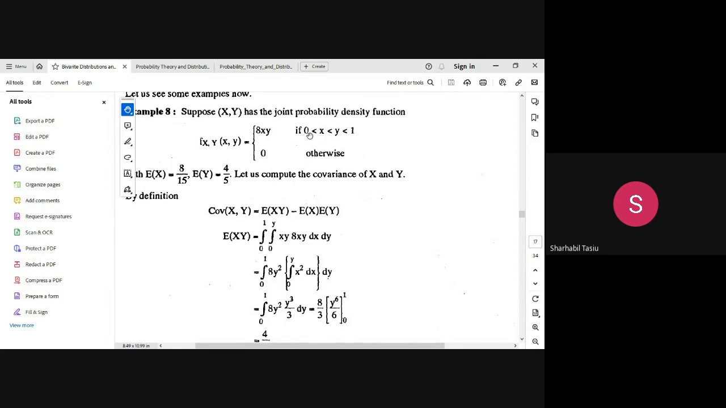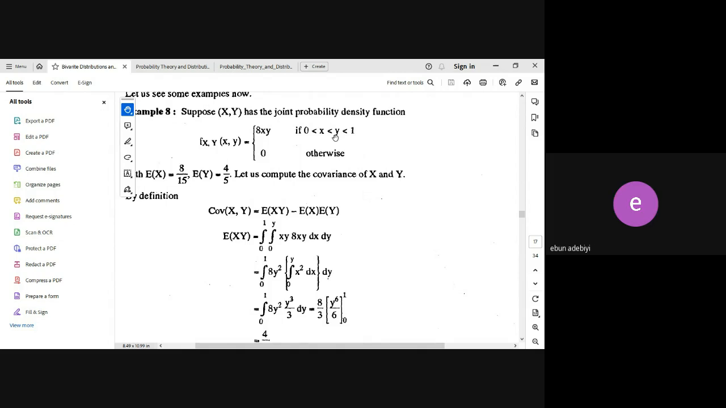How do I explain? For x, we have 0 is less than x, and x is less than y, which is less than 1. So when we take the range for y as 0 and 1, for x we are going to take 0 and y.